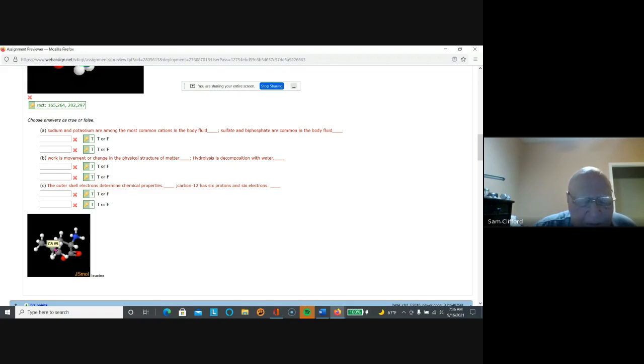A catalyst promotes reactions without being used up. So there's the amine group, the carboxyl group, the central carbon. This is hydrogen. This is carbon. This is the hydrophobic chain of this amino acid called leucine. Okay, so I hope that, well, the purpose is to review.